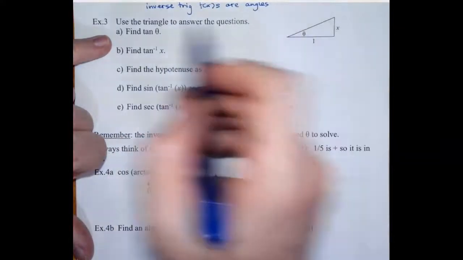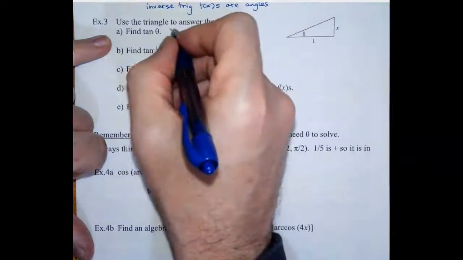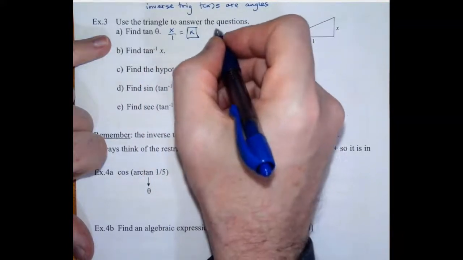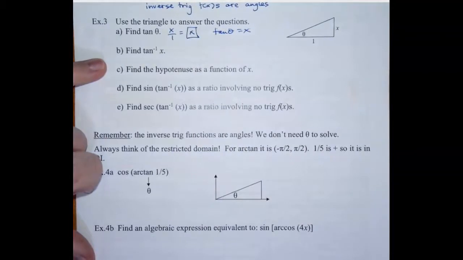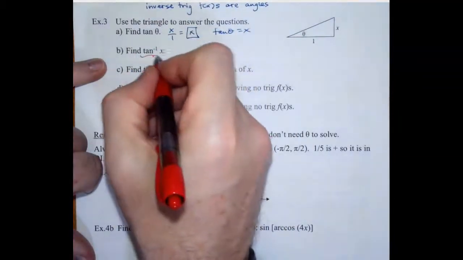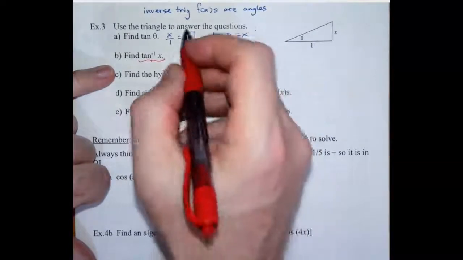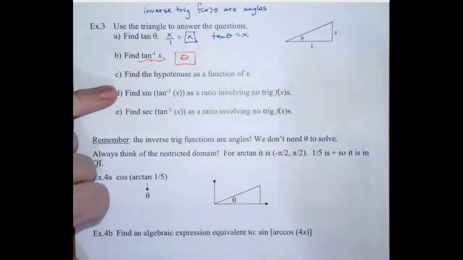So find the tangent. SOHCAHTOA, tangent is opposite over adjacent. So that would be x over 1. So that would be x. So the tangent of theta equals x. Okay. So then it says find the inverse tangent. Remember, we just said that inverse trig functions are angles. So that would be theta, would be the answer to that.